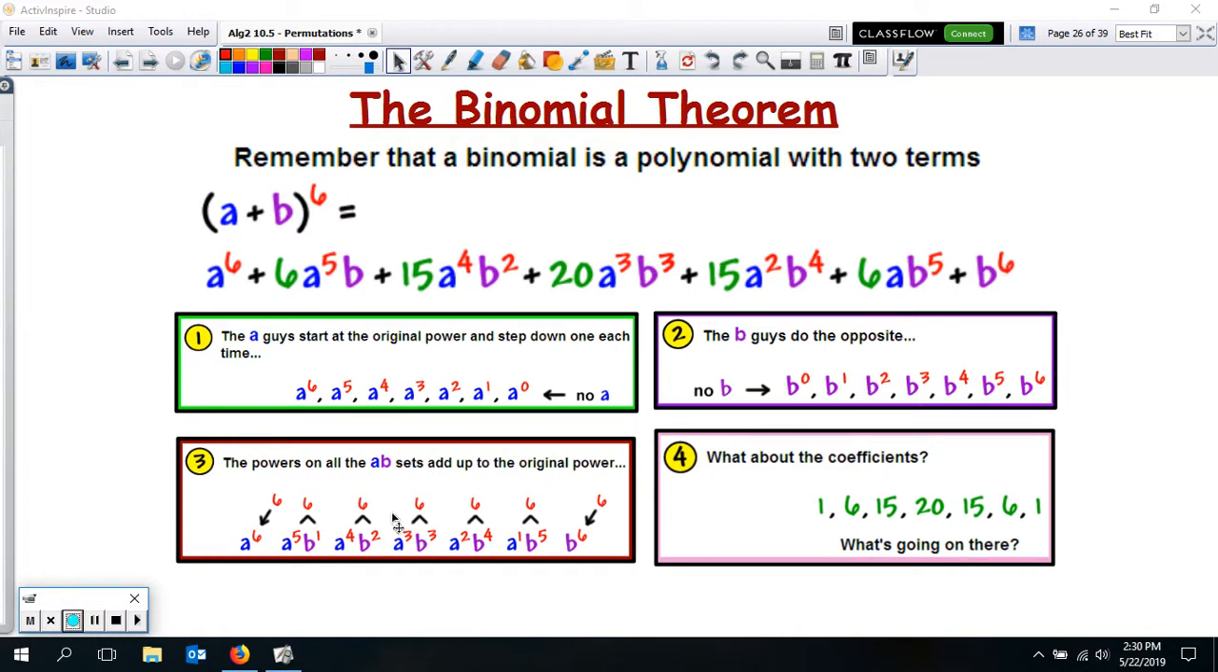And then as far as these a, b, basically the powers on these should always add up to 6. That's another thing it says right there. Those are always adding up to 6, the same number. And then the coefficients, these numbers, we talked about how we could use a triangle to help us figure that out, called the Pascal's triangle.